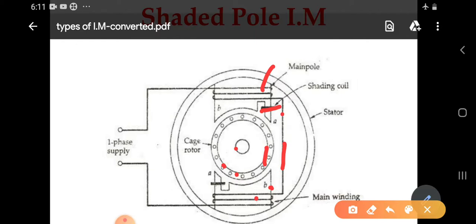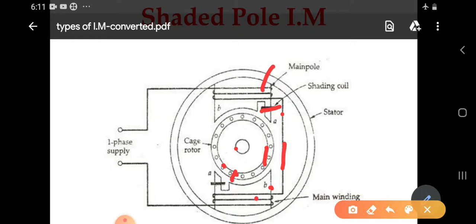So, what are the advantages and applications of this shaded pole induction motor? They are suitable for small devices like relays and fans because of the low cost and easy starting. Used in exhaust fan, hair dryer and table fan.